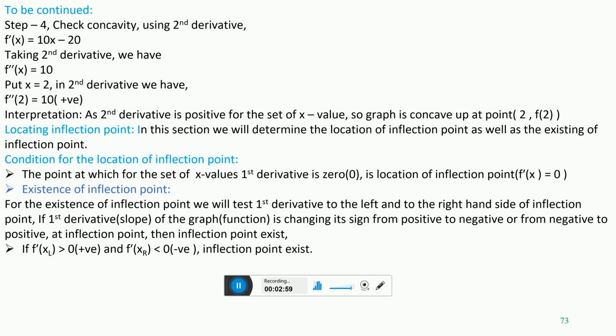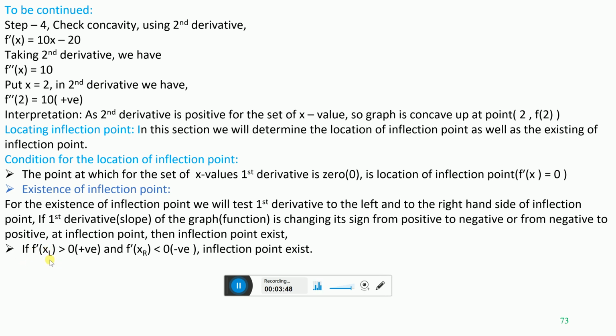I am again repeating how we can check the existence of an inflection point. We will test the first derivative to the left of the inflection point and then the first derivative to the right of the inflection point. If the first derivative of the function, the slope of the function, is changing its sign from positive to negative or from negative to positive, then we will say that this point is an inflection point and the inflection point exists, because the graph changes its slope from increasing to decreasing or from decreasing to increasing. And this is the mathematical notation for the condition of the existence of an inflection point.